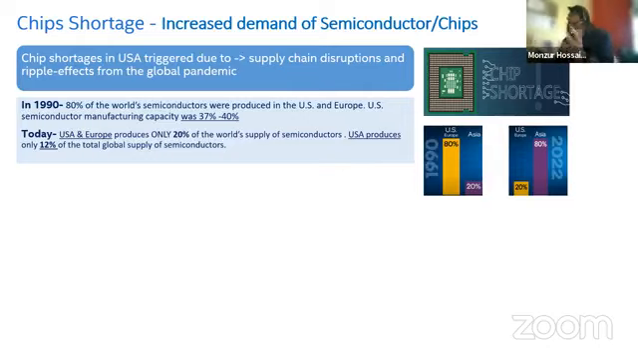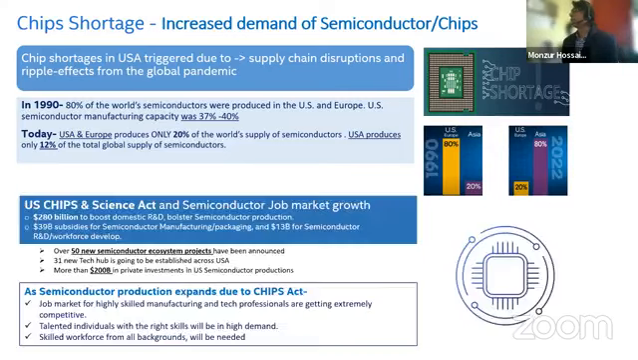So the situation got flipped. From 80, it became 20. And if you consider only the USA, it is only producing 12% of the whole global demand. It's very low. So because of that, the USA is trying hard and desperately to increase semiconductor chip production.